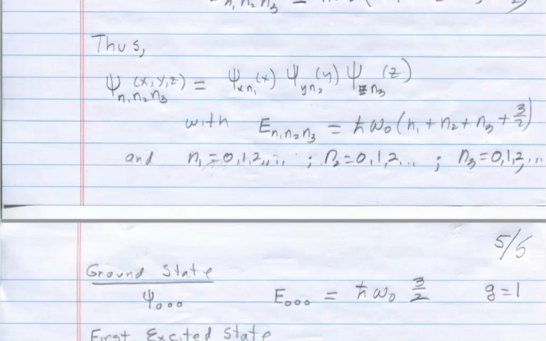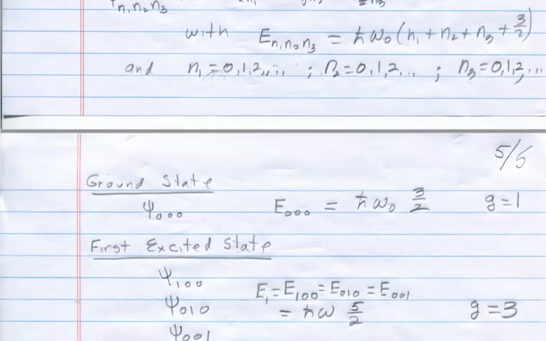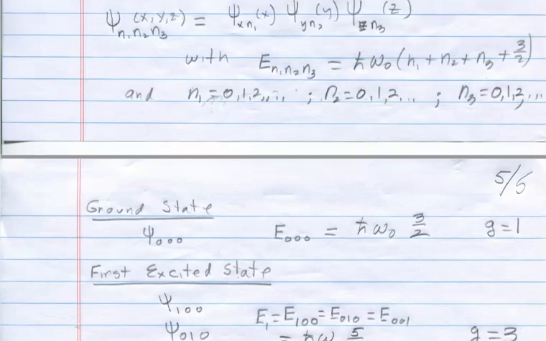If you look at these and pull everything together, you have the ground state. The lowest possible energy is when n1, n2, and n3 are all 0, in which case the energy is h bar omega naught times 3 halves. And there's only one way to do that. That's psi 0, 0, 0. And that's the ground state, so its degeneracy is 1.